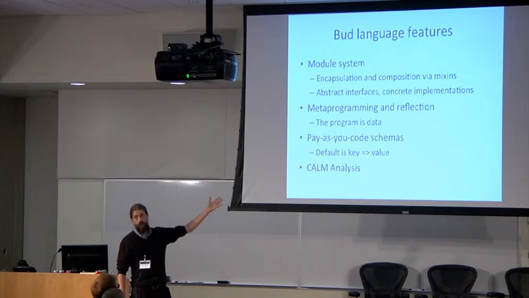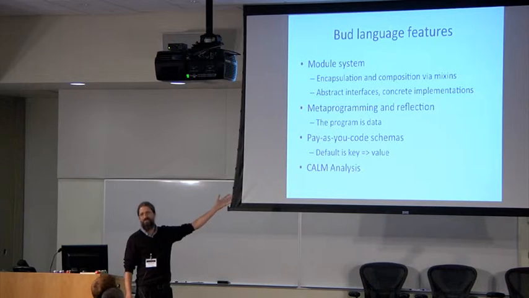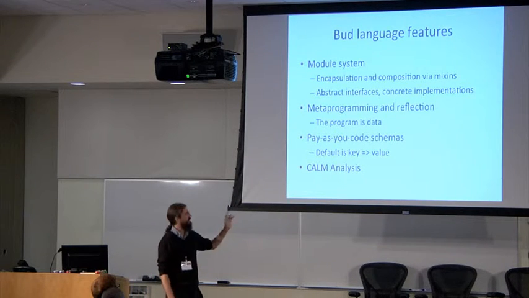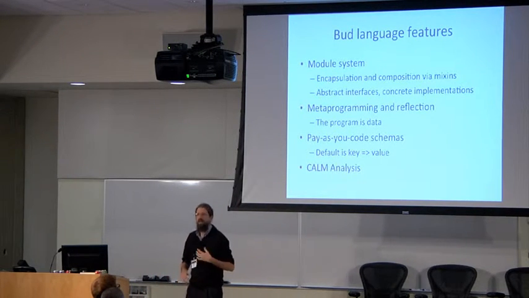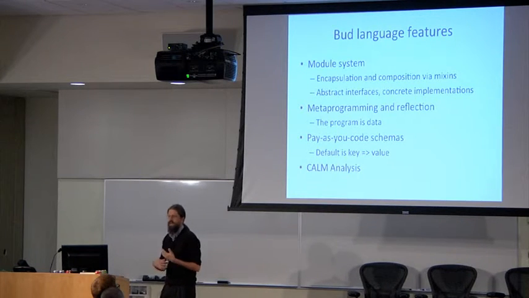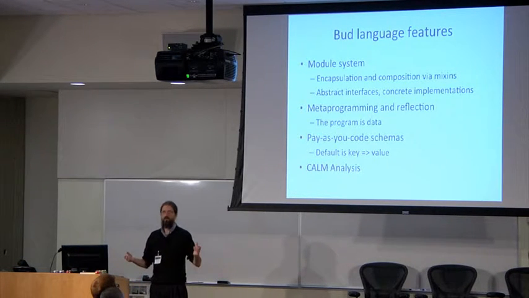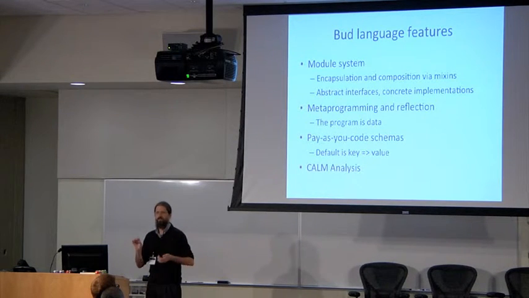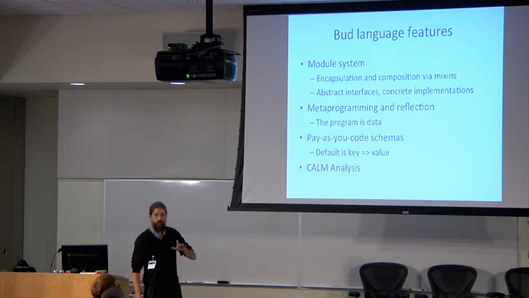For the NoSQL crowd, we have schemas, but you don't have to use them. If you want to define a collection, its default schema is key value. And you can add schemas in a pay-as-you-go fashion when it becomes too confusing for you to be managing all these collections whose schemas are key values, but the keys and values mean different things. You can name them, okay, if you want to, but you don't have to.